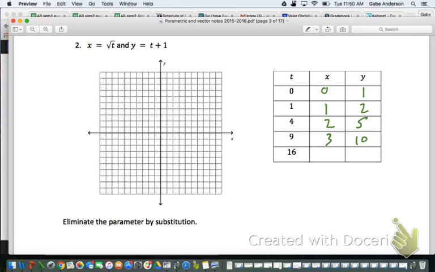Yeah, it kind of goes off the top on the last one, doesn't it? So did you guys get those points? 0, 1, 1, 2, 2, 5, 3, 10, and 4, 17? 17 doesn't fit though. I know. It's okay. It's okay.